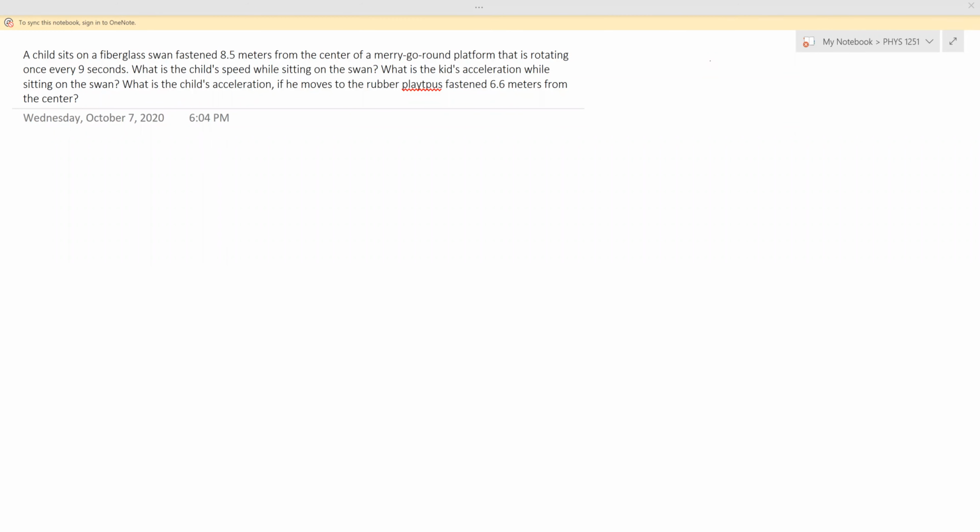So today we will be solving this problem from homework set 5. The question is, a child sits on a fiberglass swan fastened 8.5 meters from the center of a merry-go-round platform that is rotating once every 9 seconds.